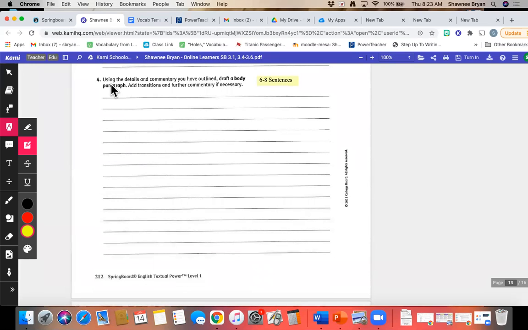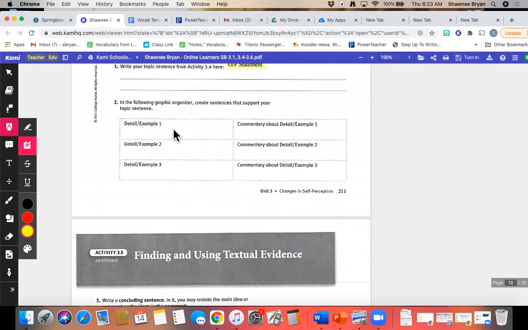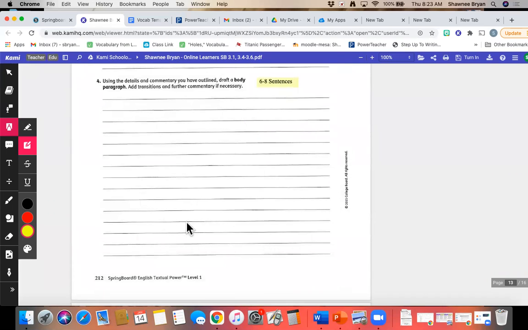Number 4 says, using the details and commentary you have outlined, draft a body paragraph. Add transitions and further commentary if necessary. This should be between 6 to 8 sentences. So you are going to take one of your details and one of your commentary pieces, and you are going to formulate a body paragraph surrounding that detail.